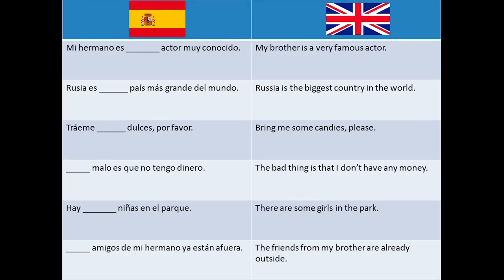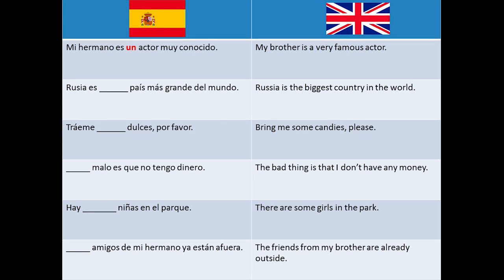To finish this lesson, we will do some exercises so we can practice both this lesson and the previous one. Now we will do the following exercises. According to what we have learned, we must choose a definite or an indefinite article in the right form. Mi hermano es un actor muy conocido. This means my brother is a very famous actor. This is something uncertain because there are many actors in the world. So, we will use an indefinite article. The singular form for the male noun is un.